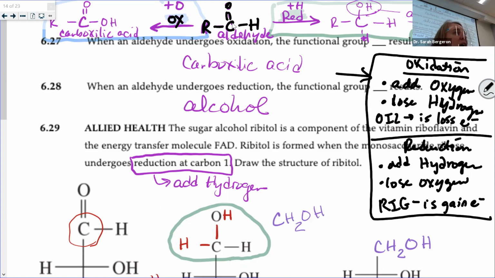When we talk about adding and losing electrons, we're talking in general about metals and nonmetals, but we're not talking about carbon. We're not talking about organic compounds. When we talk about organic, so carbons and hydrogens, we're going to talk about adding oxygens and adding hydrogens in oxidation reduction, okay? So do we have a carbon, do we have an organic compound in an aldehyde?